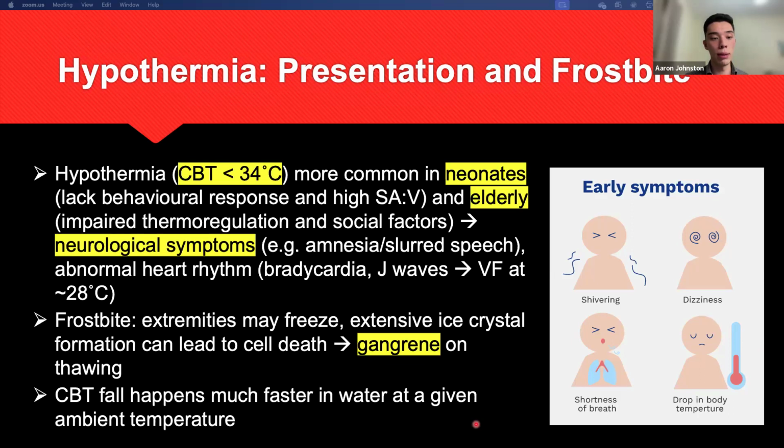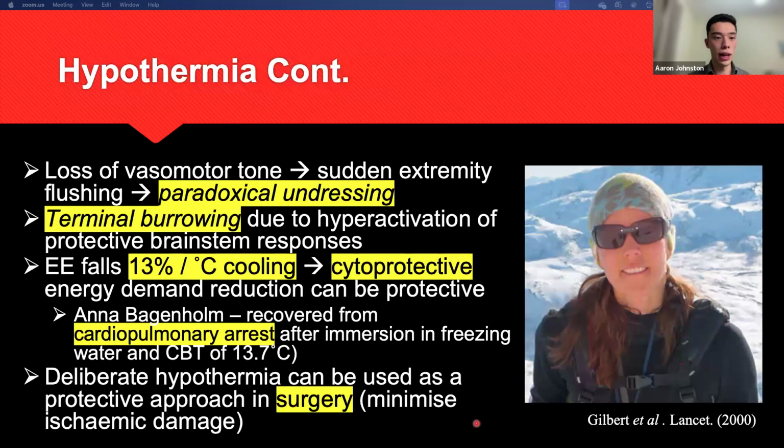There are also cardiac manifestations, particularly slowing of the heart rate. And then as you get very cold, ventricular fibrillation, which can be fatal, or often is fatal. The more mild version is frostbite. So as I said, if we're preventing heat going to our very extremities, they can freeze, and ice crystal formation can lead to cell death, and this can cause gangrene as the tissue thaws. And the fall in core body temperature happens much faster in water, and this is, as you know, specific heat capacity. We're going to lose much more heat in water than we will in air.